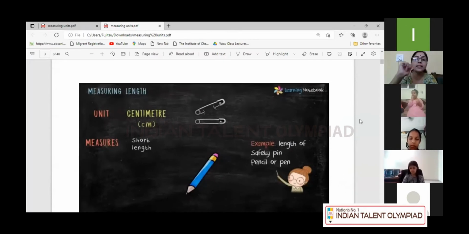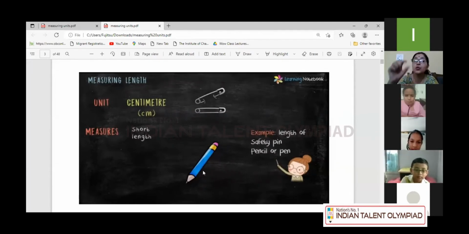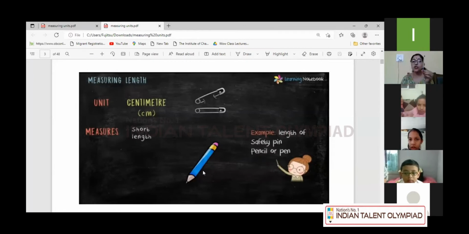And centimeter. Now centimeter is a little bigger than millimeter. Suppose this is a safety pin. You can see here the safety pin. Can you see? Yes. This is a safety pin and this is a pencil, used for short length. Short length means suppose I have a pen here. So what will we use? We will use centimeter to measure the height or length of this pencil, pen, right? Yes. The length of a safety pin or pencil we measure in centimeter.